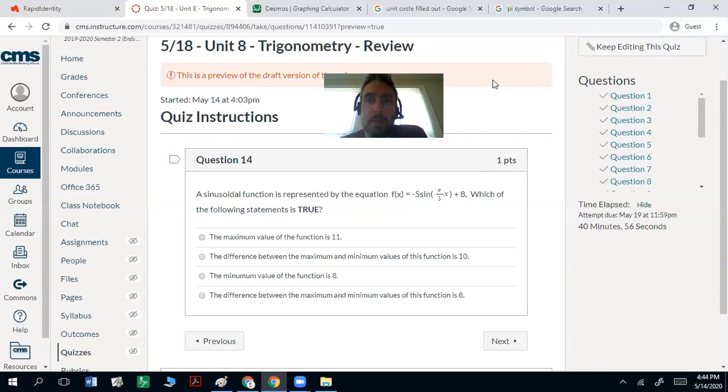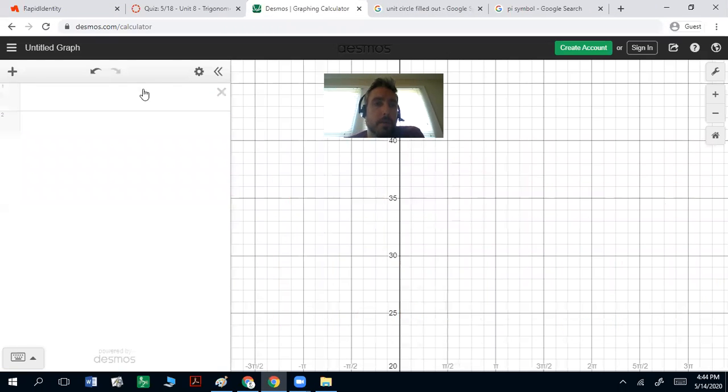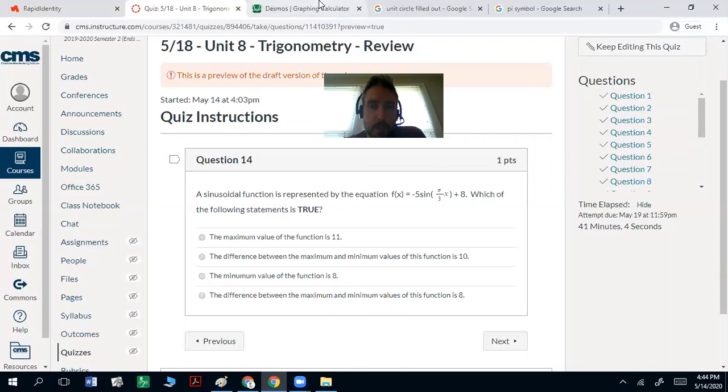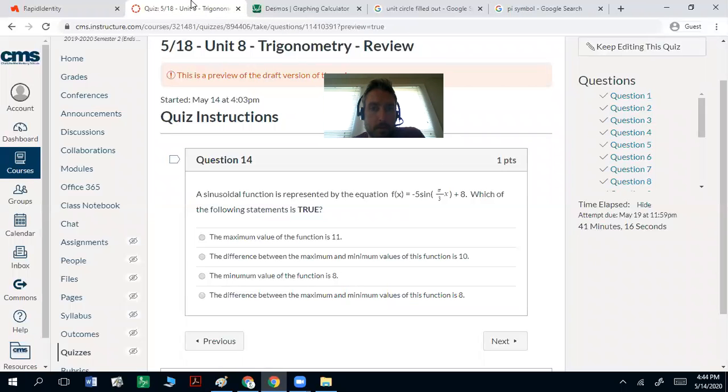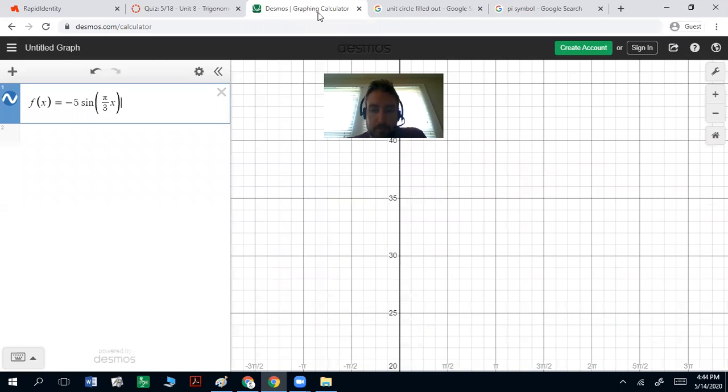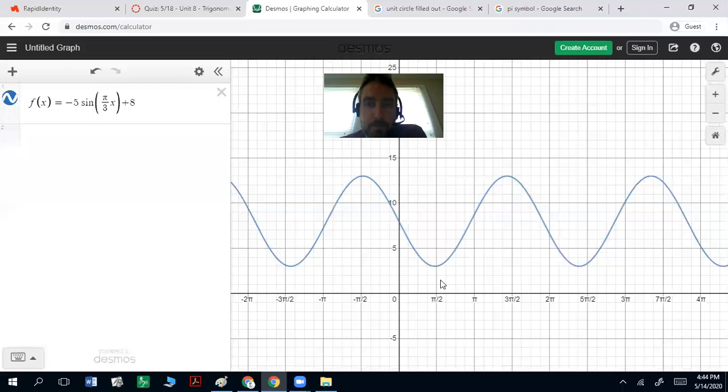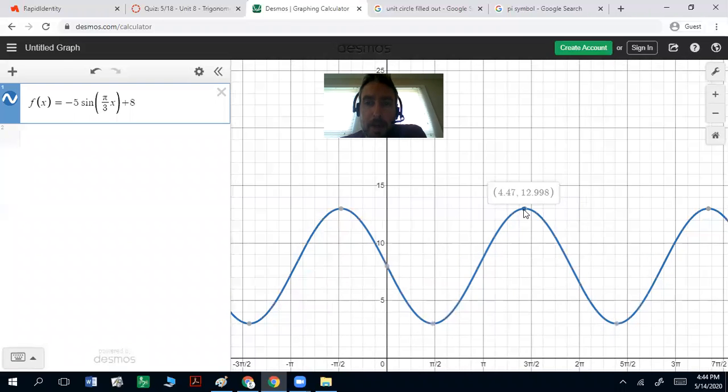Might be helpful to graph it. So f of x equals -5 sine (pi over 3x) plus 8. And let's find this graph. Probably got to go down a little bit. And it looks like the maximum value is at 13 and the minimum value is at 3.